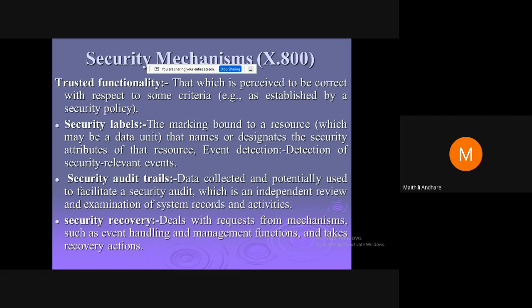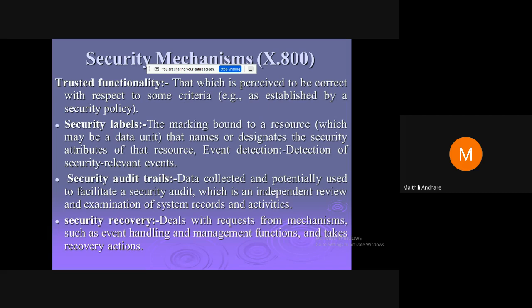And lastly, security recovery. All of you know the meaning of recovery. When, due to a number of attacks, the data is lost, what are the different possibilities to recover that data? That comes under security recovery. It deals with requests from mechanisms such as event handling and management functions, and takes recovery actions.